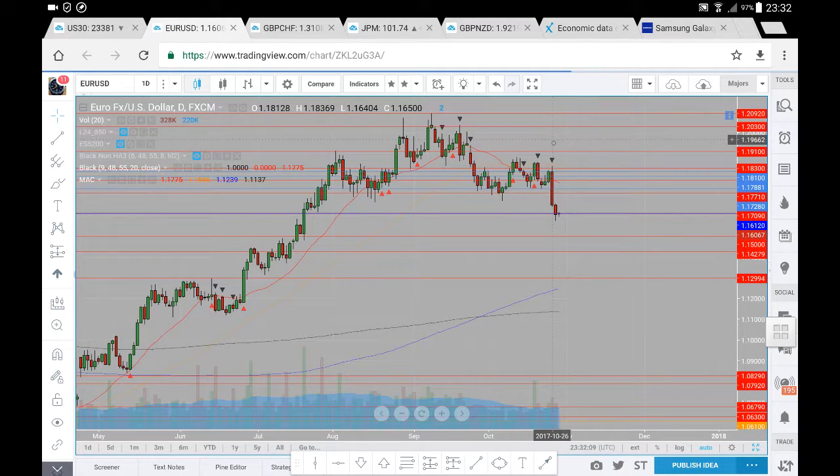So on the daily time frame, we can pretty much see this engulfing candle, which was the news candle on the 26th. As you can see, it's quite a bit larger than all the rest of the candles, and that is our main indicator for a possible sell in the market.